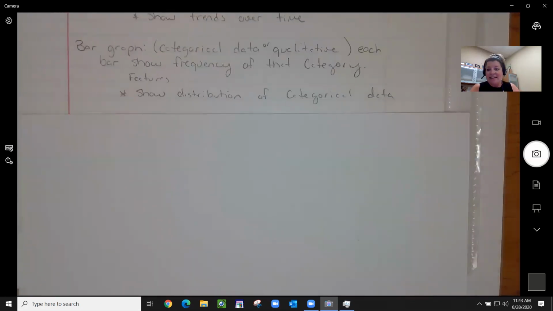The next one's a bar graph. A bar graph is for categorical data. Each bar shows frequency for a category, so very different than a histogram. Each bar has its name. It's a name, not a number, and it goes up to something. A lot of times people will give me a bar graph when I ask for a histogram. No, a bar graph is for categorical data.